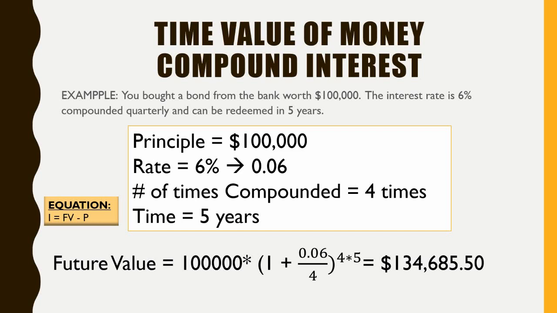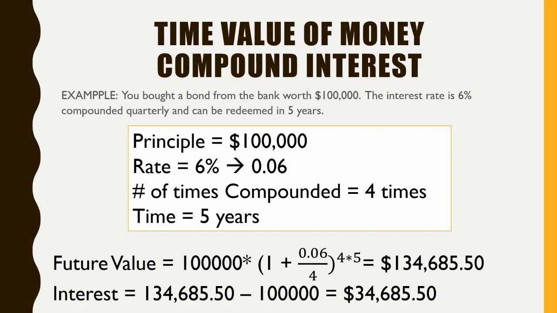$134,685.50. Okay? And of course, how much interest have I collected? Straightforward. It's principal minus, it's future value minus principal. So in this case, I take out my future value and I take out my original investment.